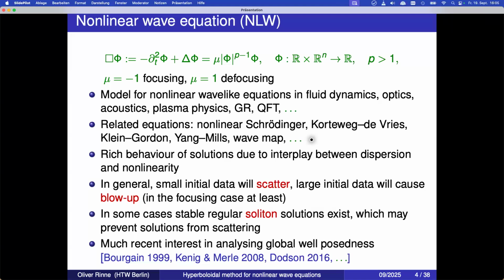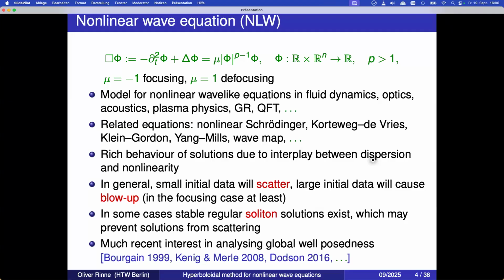This equation has a particularly rich behavior of solutions, and this is because of this interplay between dispersion from the wave operator and from the nonlinear term here, which can be focusing if mu is minus 1. And so it leads to a concentration, which is sort of the opposite effect than the dispersion that you have from the wave operator. So there's some kind of competition between these two effects.